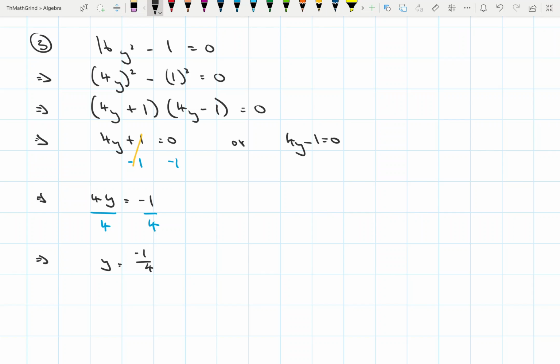On this side, it's going to be very, very similar. Add 1 to both sides. 1's cancel. And then I'm left with 4y is equal to 1. Divide both sides by 4. y is equal to positive 1/4. So y is equal to negative 1/4 or positive 1/4.